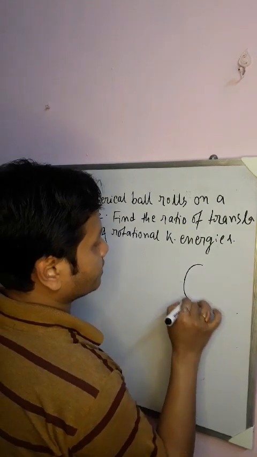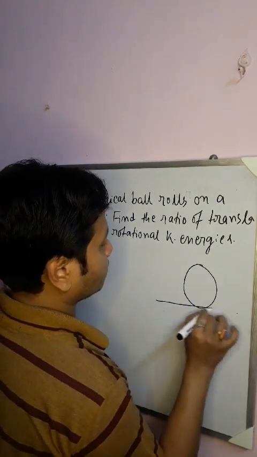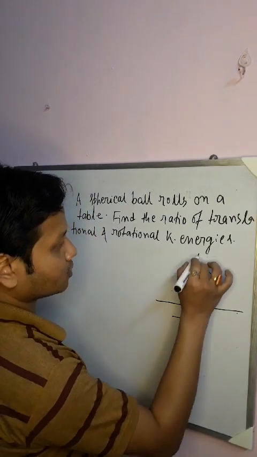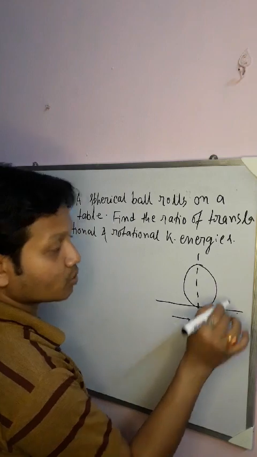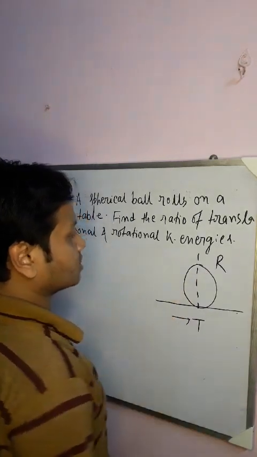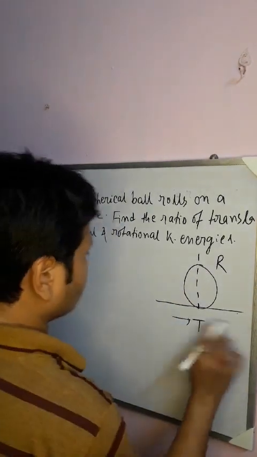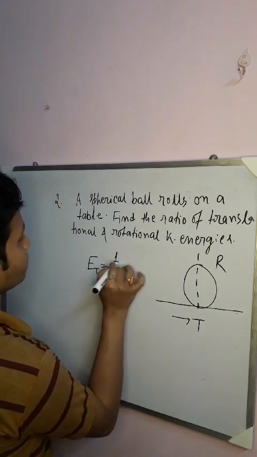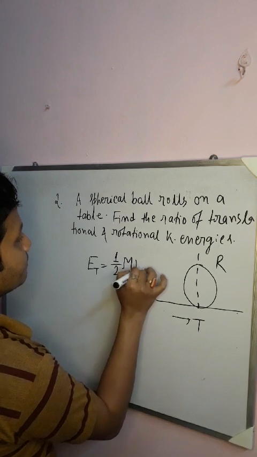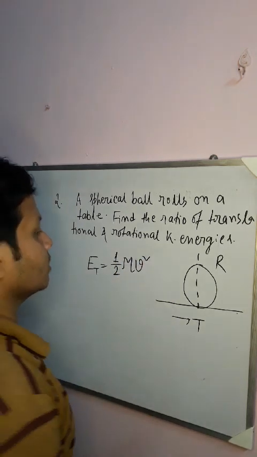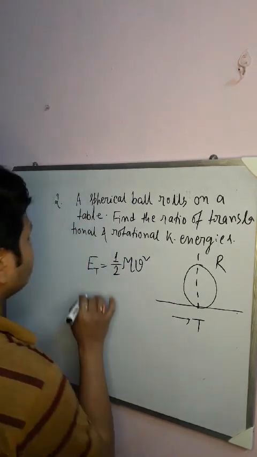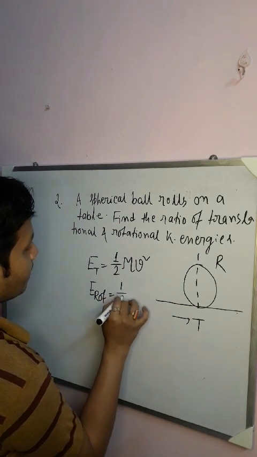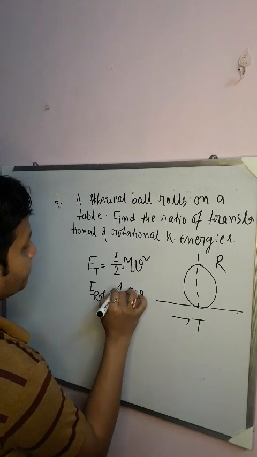Similarly, this is the sphere, so it rolls on a table. Obviously there is a translational motion, and since it rotates about its own axis, there is a rotational motion also. So what would be the translational kinetic energy? If m is the mass of the sphere and v is the velocity, then half m v square. Now what would be the rotational kinetic energy? This is simply half I omega square.